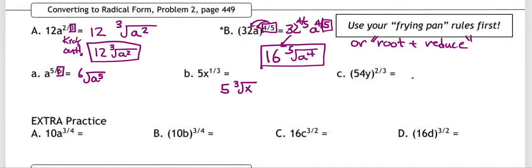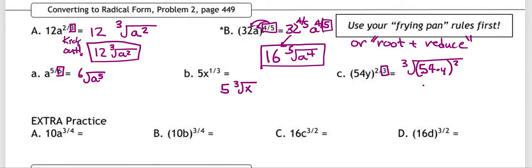Okay, so root and reduce. What do I mean? Well, let's kick the 3 out to start. Since this whole group is to the 2/3 power, you can kick this 3 out and rewrite it as a third root of 54 times y, all of that to the second power.